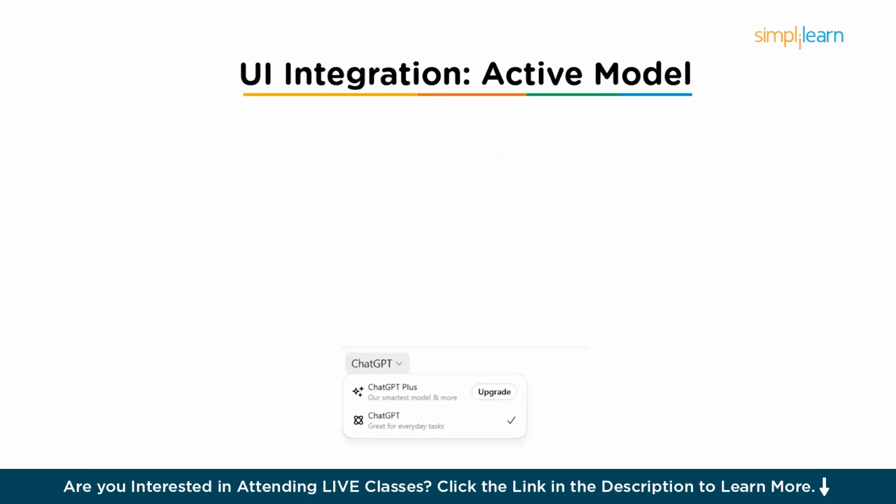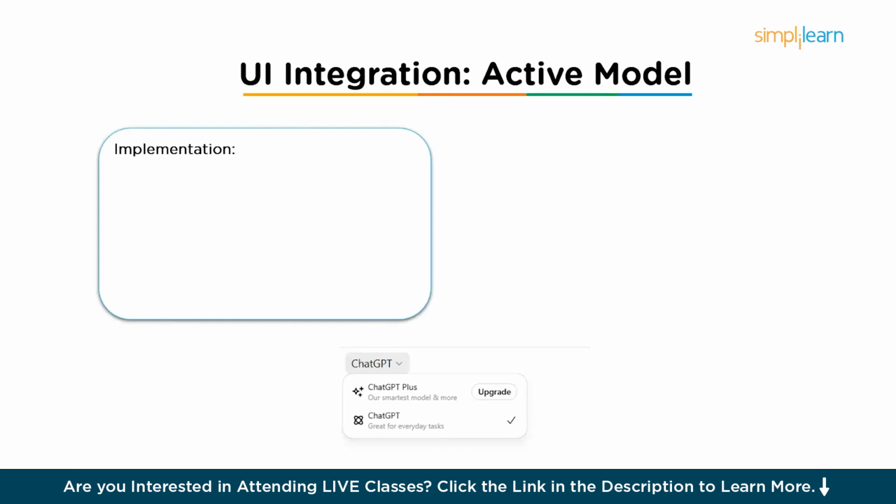Following our discussion on dynamic model switching, let's now look at how this is implemented on the user interface side, specifically focusing on the UI integration of the active model. This is how the user can interactively select or be aware of which LLM is being used. For implementation, we would typically use a state variable within our React component. Something like const activeModel equals useState OpenAI. This activeModel variable holds the identifier of the LLM currently in use, initialized to a default.